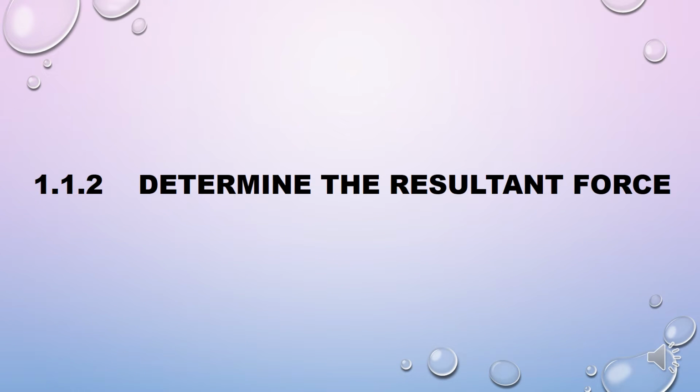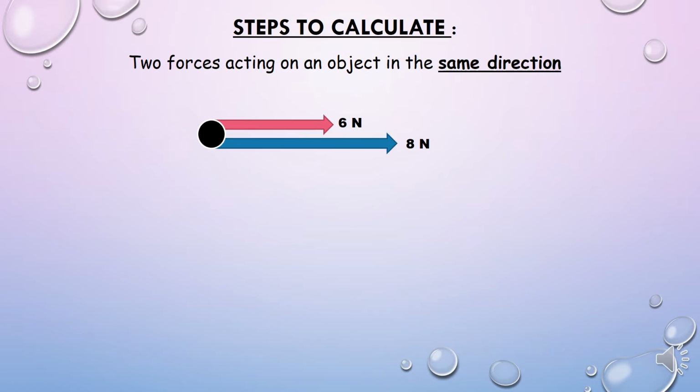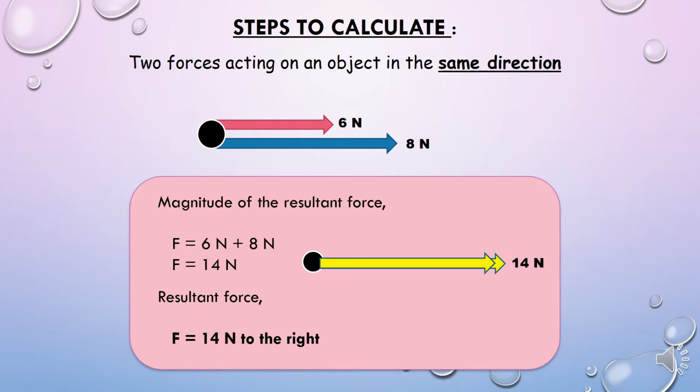Alright student, we are going to learn how to determine the resultant force. Okay, now, how to calculate the resultant force when two forces act in the same direction. As we can see, the first one is 6 Newton while the other force is 8 Newton. To calculate the resultant force, you just need to add both forces together, where F equals 6 plus 8, and the answer is 14 Newton. The direction is to the right, since the direction of both forces is to the right.